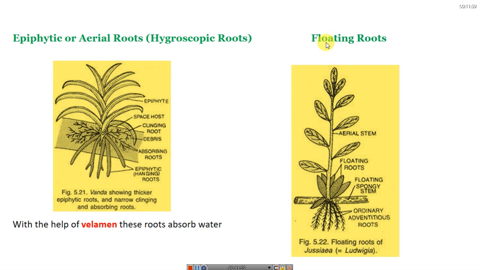Another type of adventitious roots we find in plants like Jussiaea is the floating roots. These floating roots, because they have air spaces and they accumulate air, arise from the base of the stem and they come out of the water and help the plant in floating on the water, as well as carrying out photosynthesis and respiration.